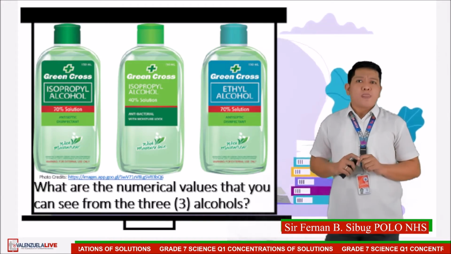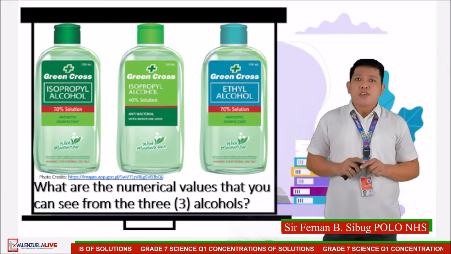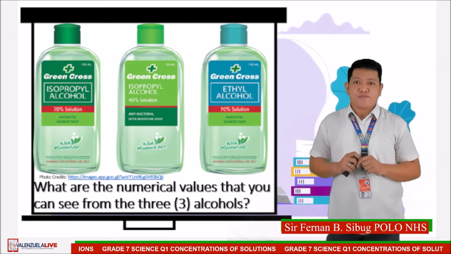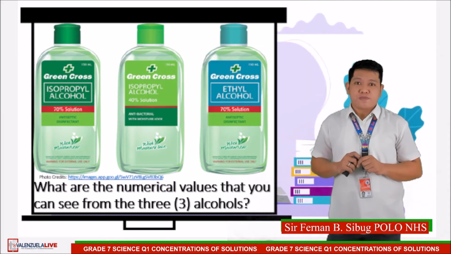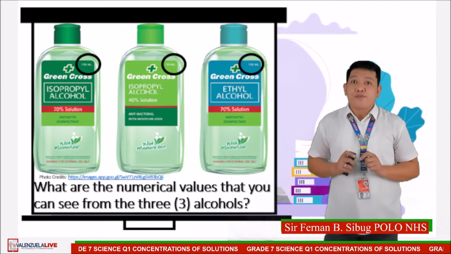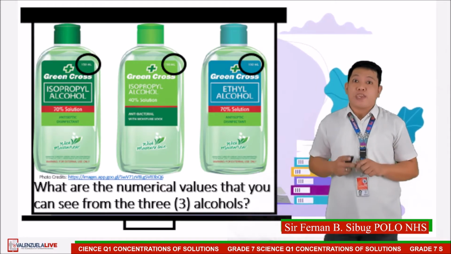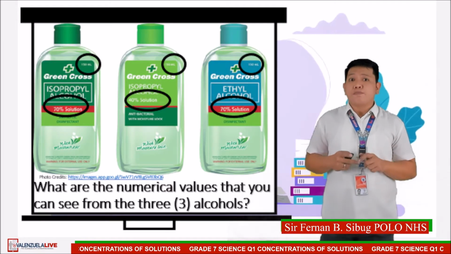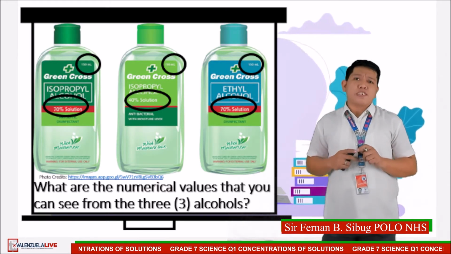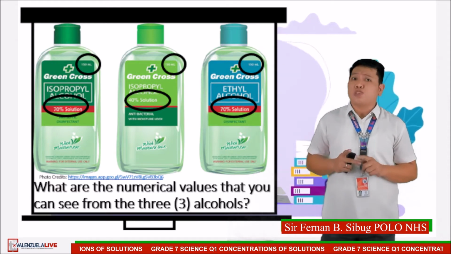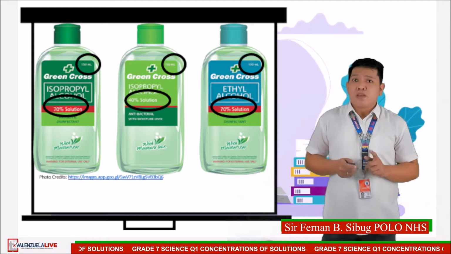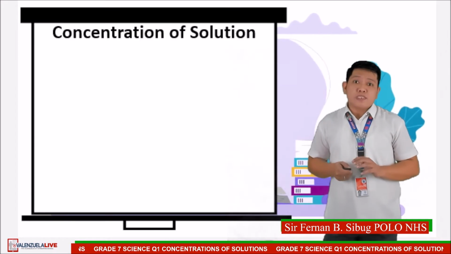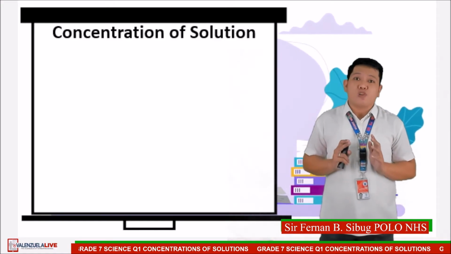Next one. What are the numerical values that you can see from the three alcohols? Correct. We have 150 ml as the volume of the three alcohol solutions, and we also have 70% and 40% solution. What do these 70% and 40% solution mean? The 70% and 40% means, or this is the concentration of solution.